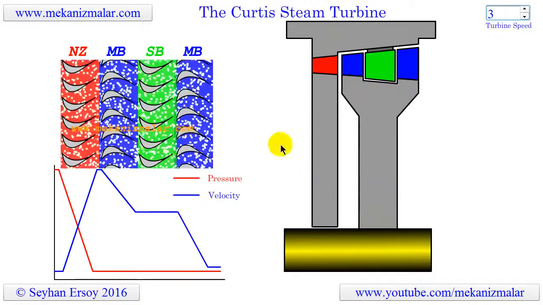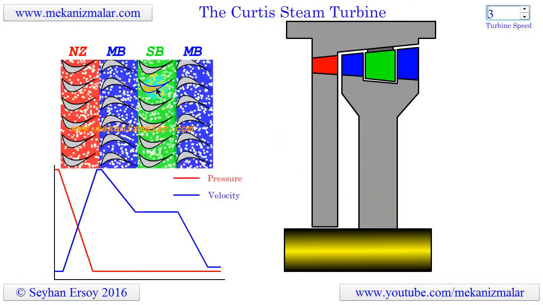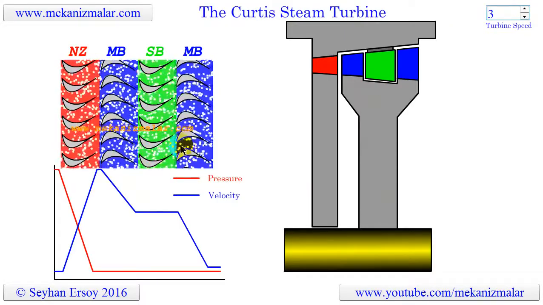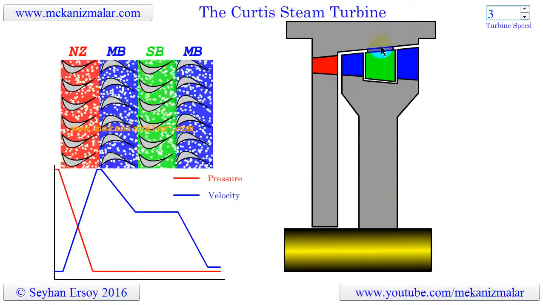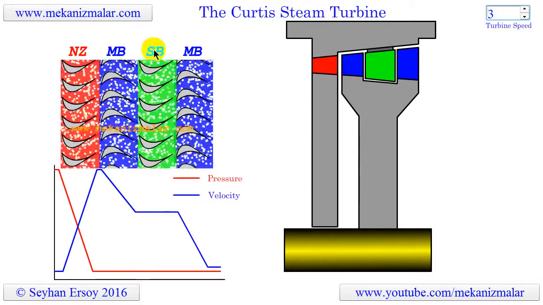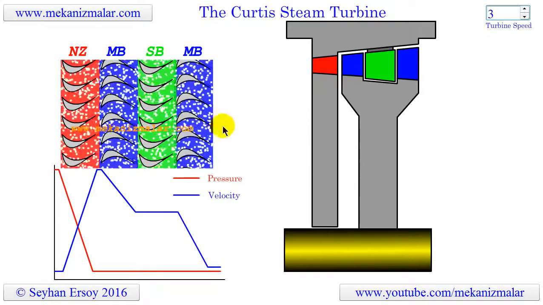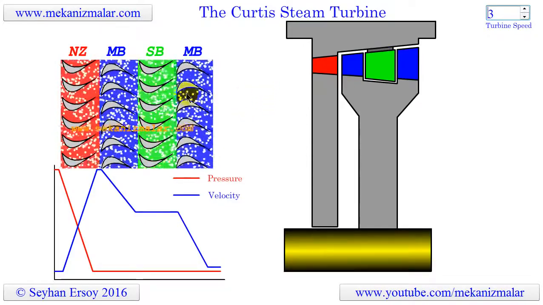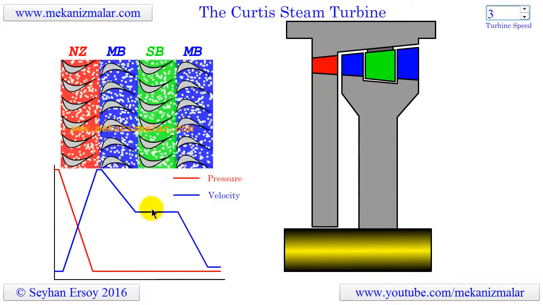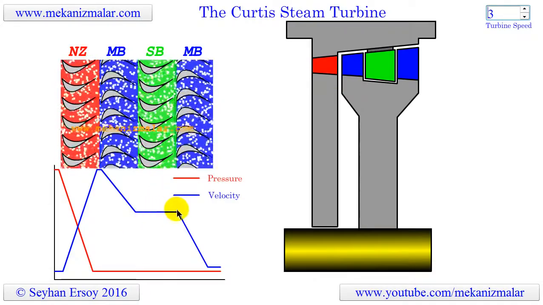The green flow in the next stage corresponds to a stage where the steam velocity is changing direction. Here blades are stationary and attached to the turbine body. This is indicated by SB in the animation. The purpose of this stage is to direct the steam to the next moving blades at the correct angle. If we ignore friction, the speed of the steam in this stage is not changing, as can be seen in the plot.